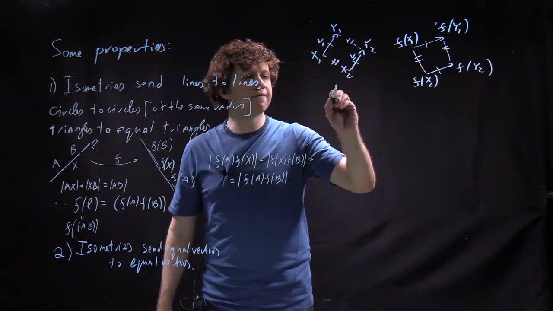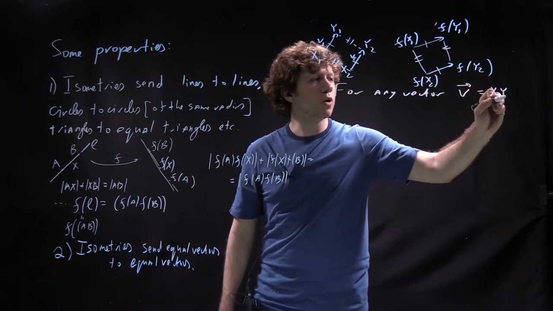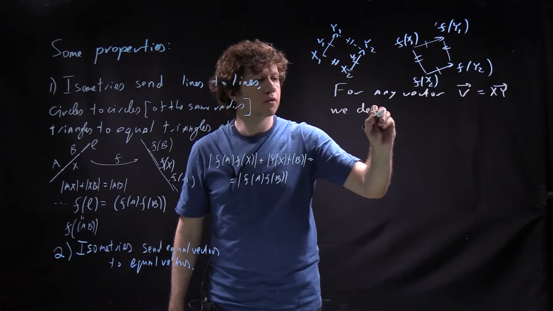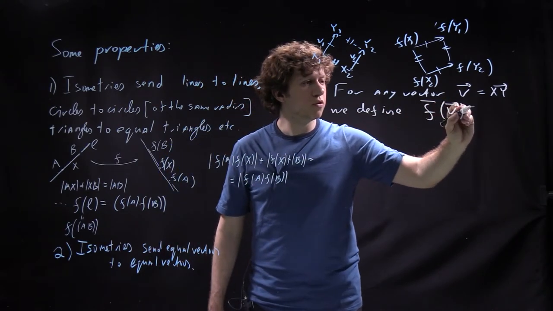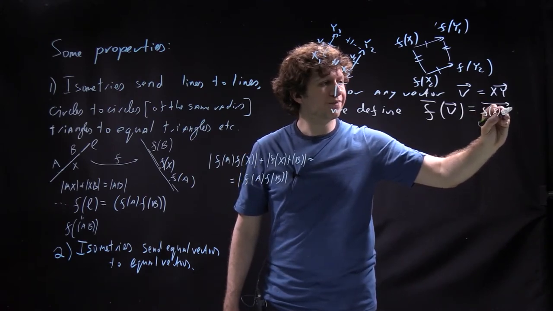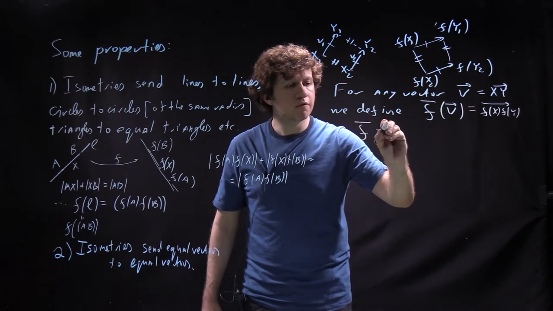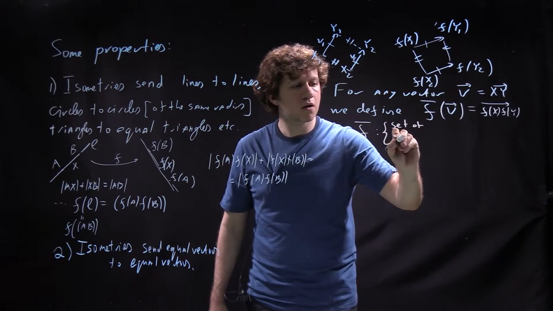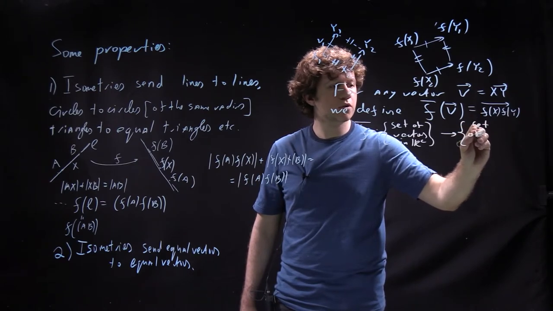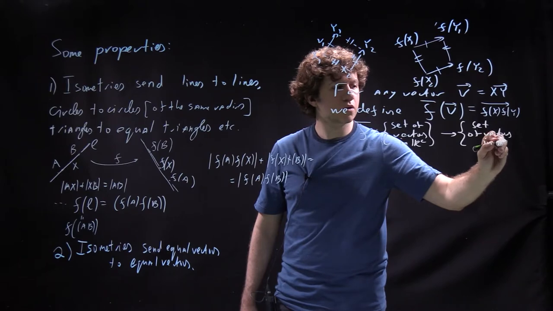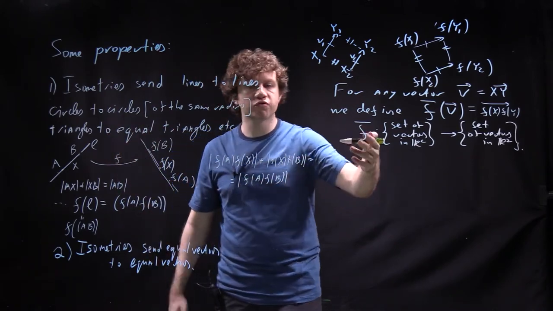So for any vector v equal to xy, we define f bar of v equal to the vector f of x, f of y. So that's a little subtlety here. This f bar is a map from the set of vectors in R2 to the set of vectors in R2. So if you have vectors, you can see what your transformation does with vectors.